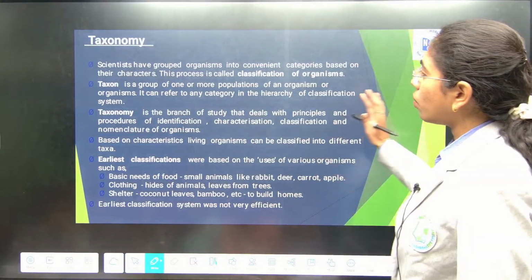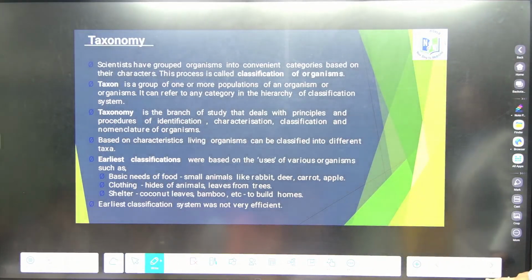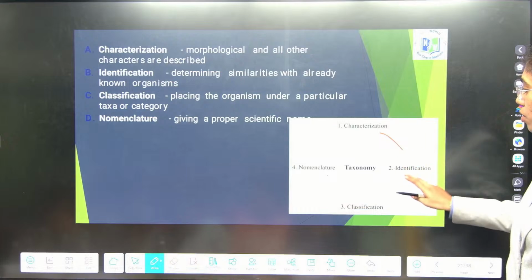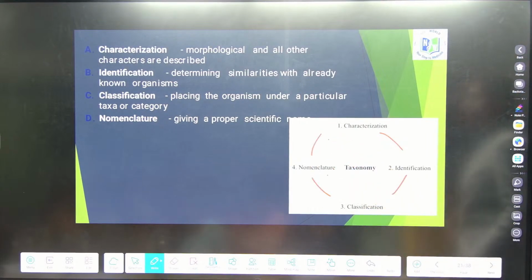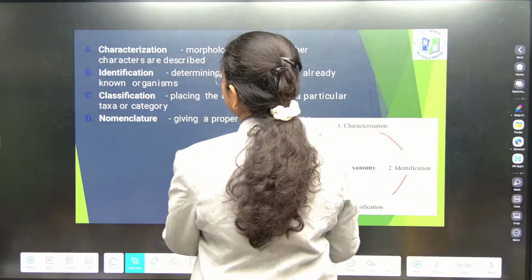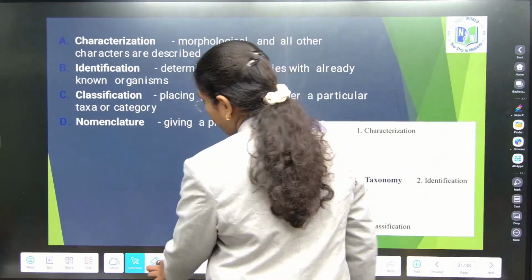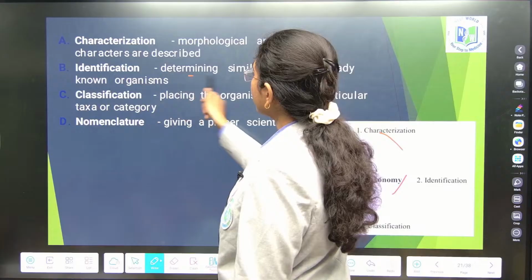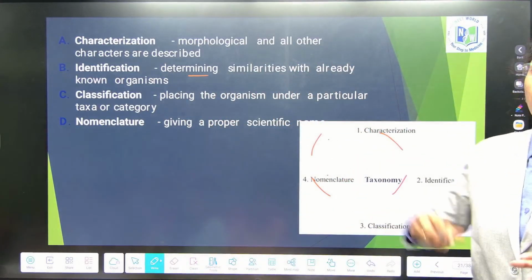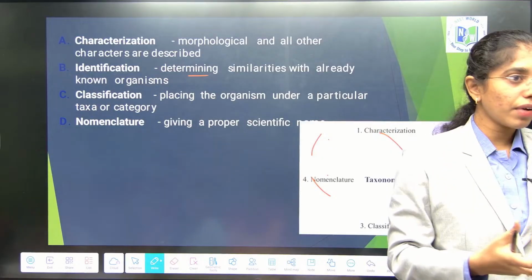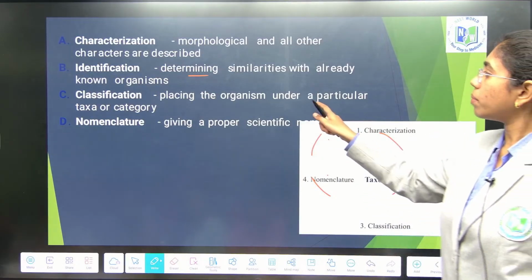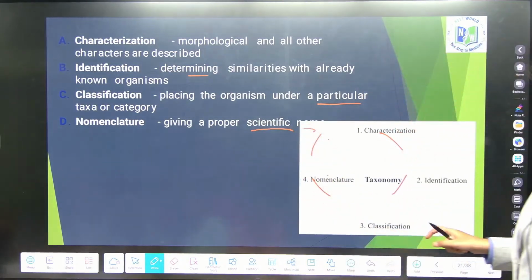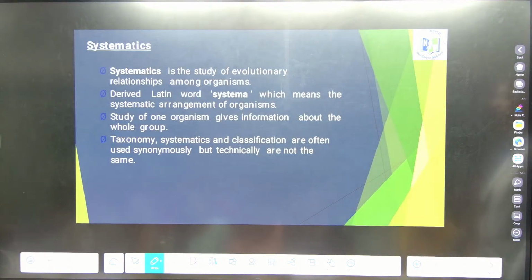Next is taxonomy. What all is given? We have already learnt this. Next, characterization, identification, classification and nomenclature. These are the four major steps we will see. In characterization, morphological and other characters like anatomical and embryological characters are described. In identification, you will determine the similarities with already known organisms. Then only you will identify what type of organism it is. Classification is placing them into a particular category or taxa. Nomenclature is giving a specific name under the norms of binomial nomenclature.